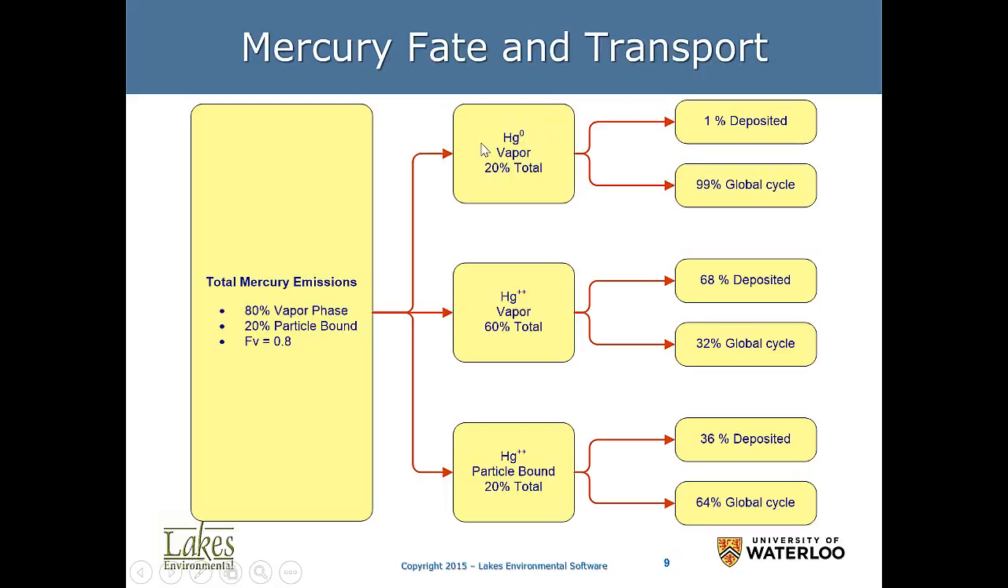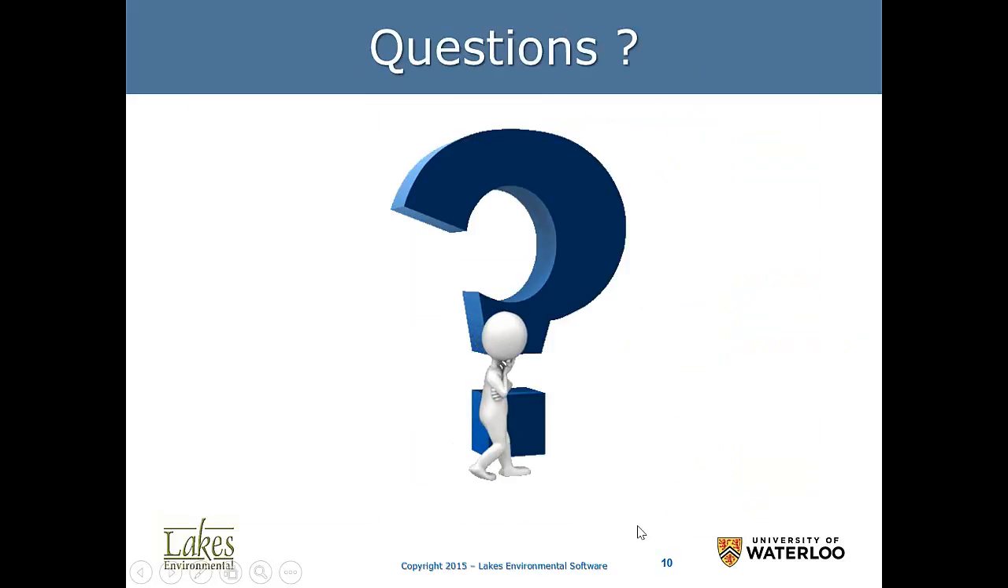And we can see here that in the vapor phase, which is elemental, 1% is deposited, 99% is lost to the global cycle. It will fall, for example, in the oceans, and it will contaminate the tuna. So it is not on a site that we analyze. Of the vapor, 60% of the total that we emit, 68% will deposit locally, and of this, 32% is lost to the global cycle, and in the particle bound phase, 36% is deposited, 64% lost to the global cycle.